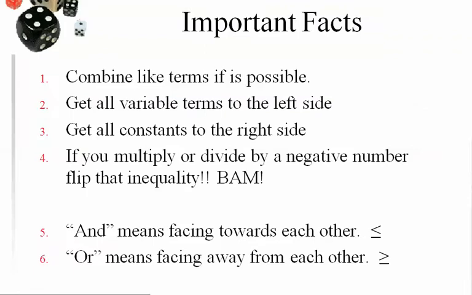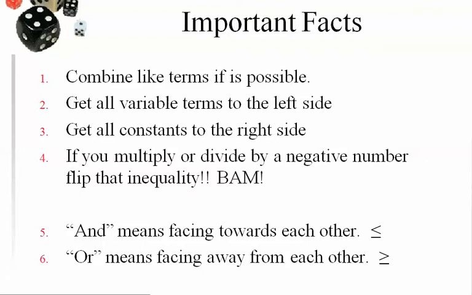So the first slide is just some important facts. You need to combine like terms if it's possible. You need to get all variables to the left, all constants to the right, and then if you multiply or divide by a negative number, you need to flip that inequality. I'm going to be writing the word BAM next to that to make sure you remember that anytime it's negative and you multiply or divide, only when you multiply or divide, do you flip that inequality.